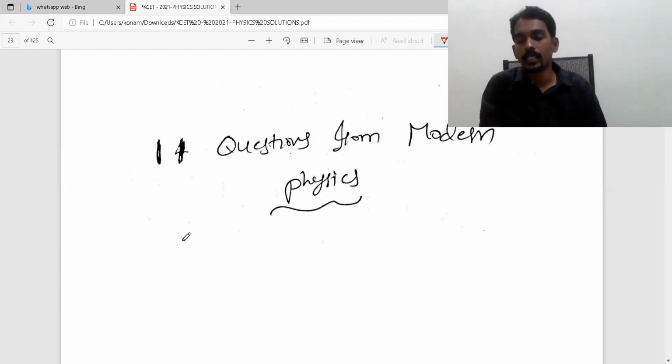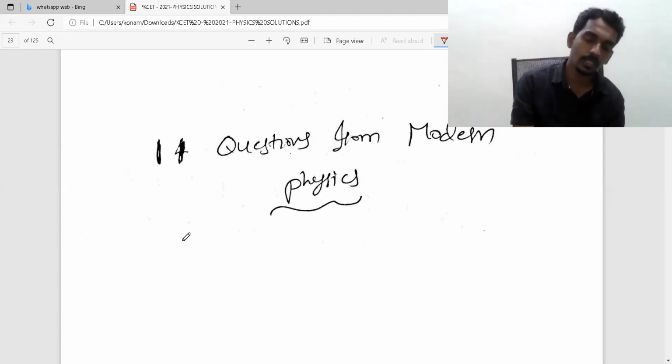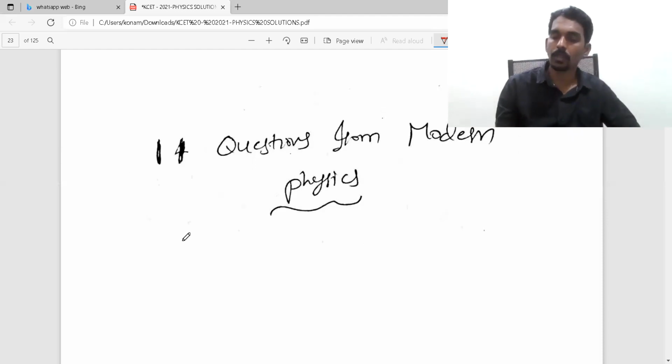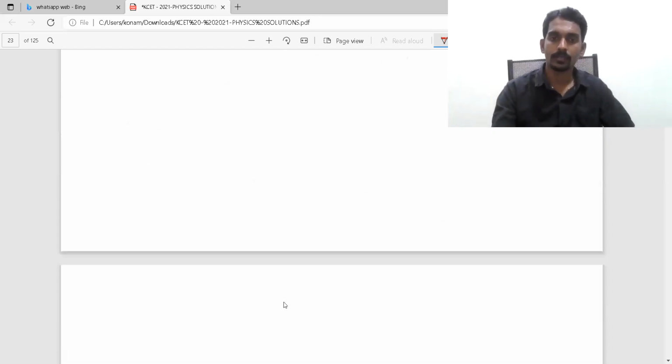But here, as it is CET, they have given questions excluding the removed portion. But radioactivity questions, simple ones, are also important for NEET, so take care of that as well. So try to revise everything. Now, let's move on.